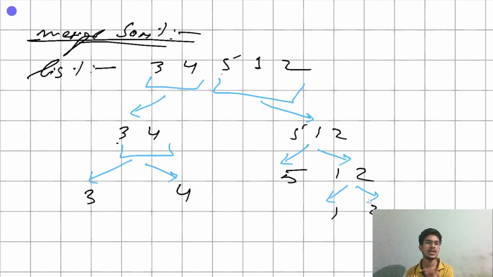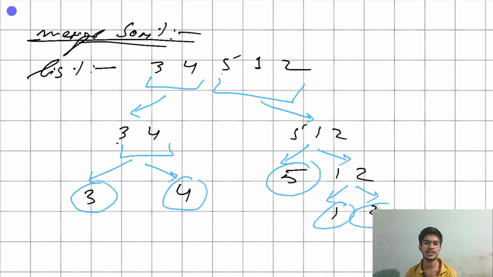In the case of merging, suppose we have a single element in a list, like 3 or 2 or 1. A single element is already sorted, right? Because you don't have to compare it with anything else. 3 is already sorted by itself, 4 is already sorted by itself, 5 is already sorted, 1 is already sorted, 2 is already sorted. So a single element is considered sorted.